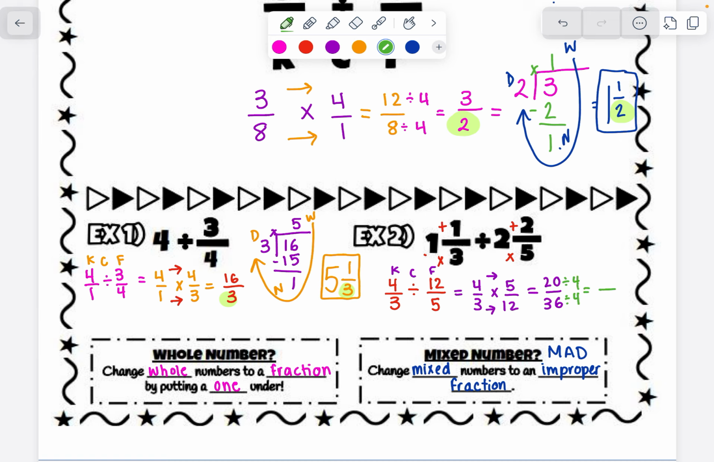Remember, that's why we have our divisibility rules in the front of our notebook. So we're going to go ahead and do 20 divided by 4, which is 5. 36 divided by 4, which is 9. So we got 5 over 9. I don't need to do top in, bottom out because my numerator is not bigger than my denominator. It is not an improper fraction.